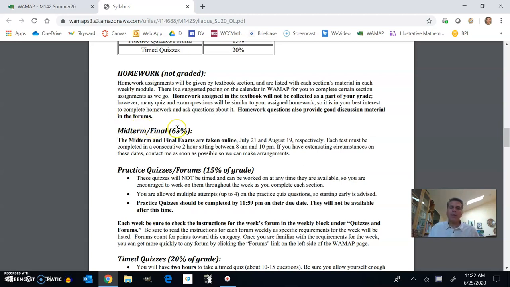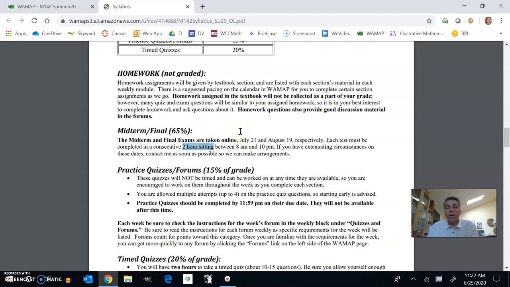Midterm and final, there's 65% of your grade together. The dates are there. So these are going to be online, and it's a 2-hour sitting. So you have to complete the test in 2 consecutive hours. So you just sit down, take it on your computer, you're done.